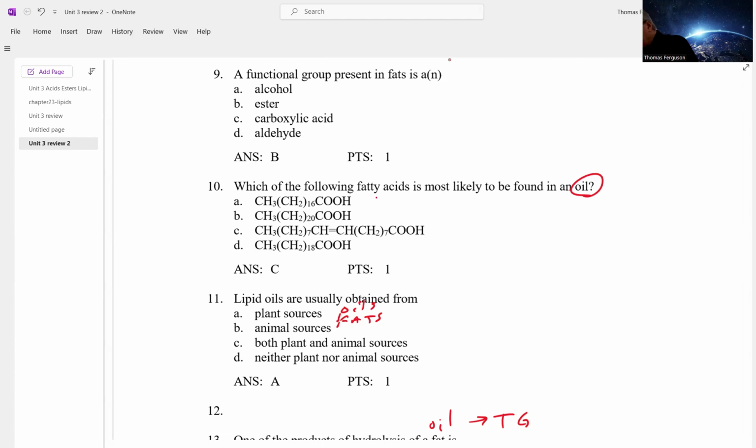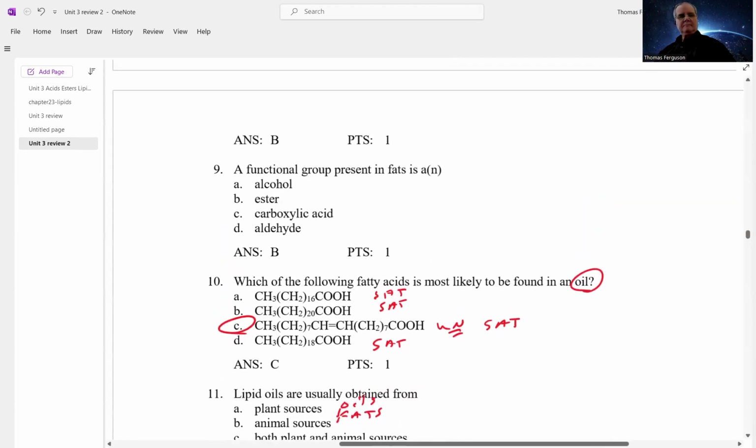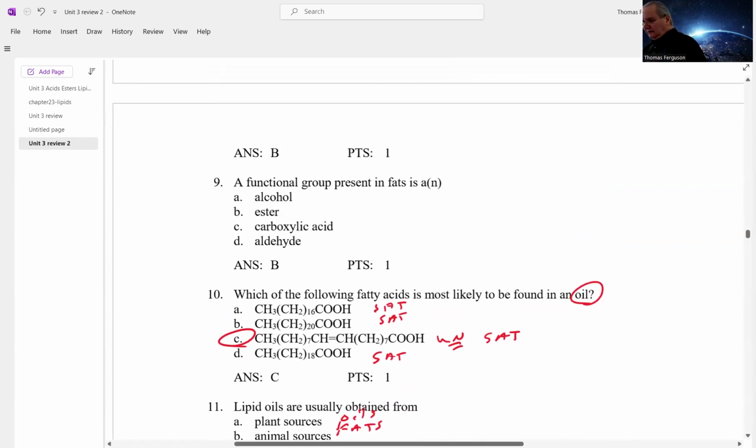So this is saturated, saturated, saturated, unsaturated. That's why it's C. If this was fat, then the answer would be A, B, or D. Okay, fats or oils, then ester.